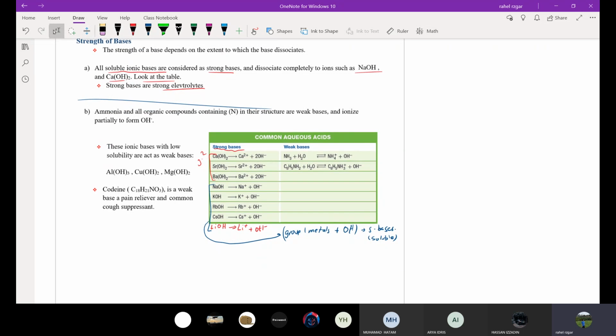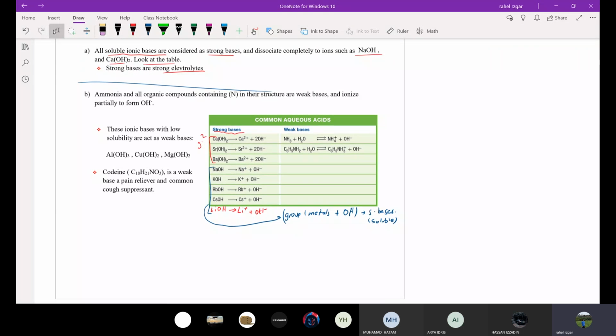And they're all strong electrolytes. Same thing for B. We can say ammonia and all organic compounds containing nitrogen in the structure are weak bases. Since they are molecular compounds, we said bases are two parts, ionic compounds and molecular compounds, they ionize, but how? Partially, to form OH, like NH3. The most important one is actually NH3.